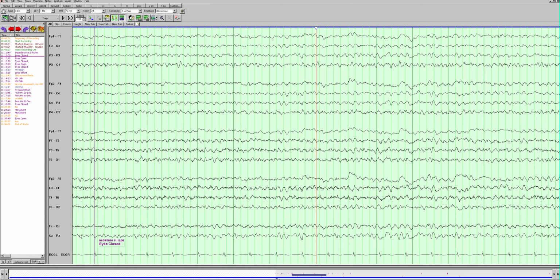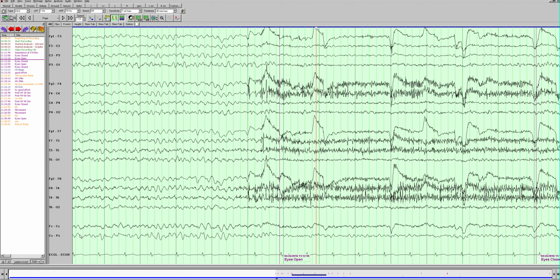And the first thing we want to do is count our posterior dominant rhythm. And if we look at this and count, we see we have 1, 2, 3, 4, 5, 6, 7, about 8 hertz. And in a 24-year-old, that is a slow background. If we want to call this normal, her background should be 8.5 hertz at a minimum.